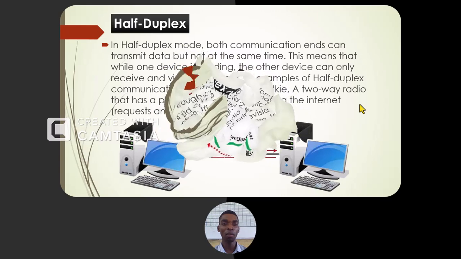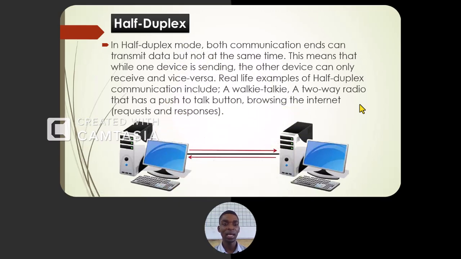Let's get to another mode, which is the half-duplex. In half-duplex mode, both communication ends can transmit data but not at the same time. This means that while one device is sending, the other device can only receive, and vice versa. Looking at the diagram, this is one device, this is the other device. When this device is sending information, this one can only receive, and when this one is sending, this one can only receive.